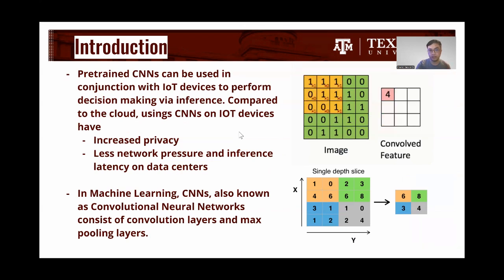So, a brief introduction. Pre-trained convolutional neural networks, or CNNs, can be used in conjunction with these IoT devices to perform decision-making via inference. Compared to the cloud, using CNNs on IoT devices has increased privacy, as well as less network pressure and inference latency on data centers. These CNNs have two important layers, known as convolution layers, shown above, where they perform a convolution operation, as well as a max pooling layer, where they perform a max pooling operation and shrink the size of the layer.